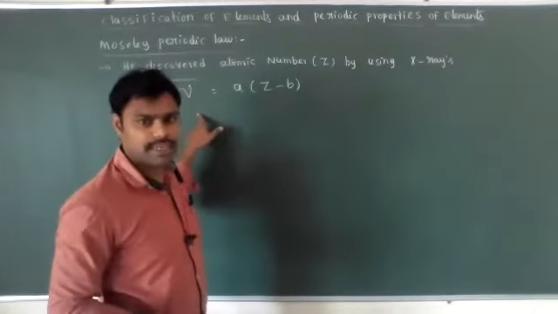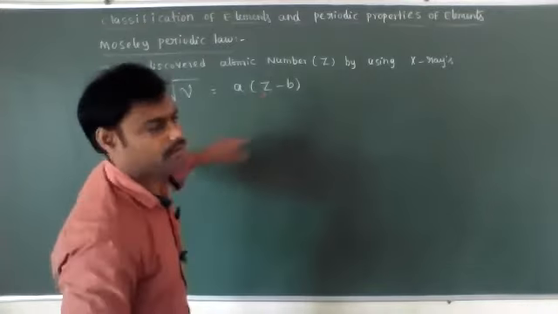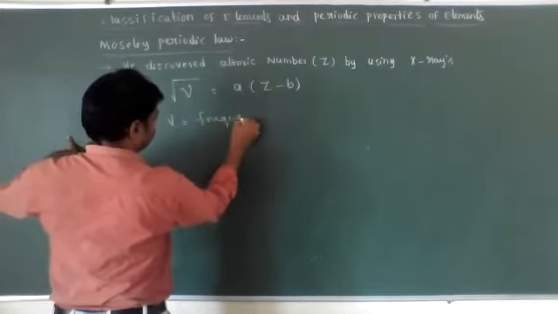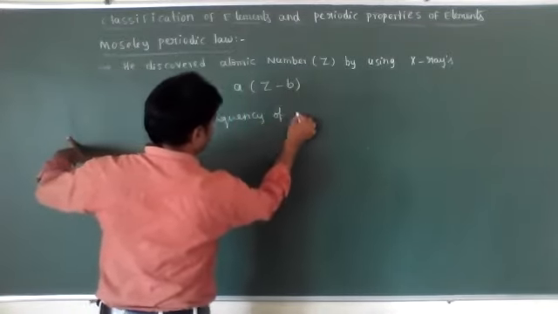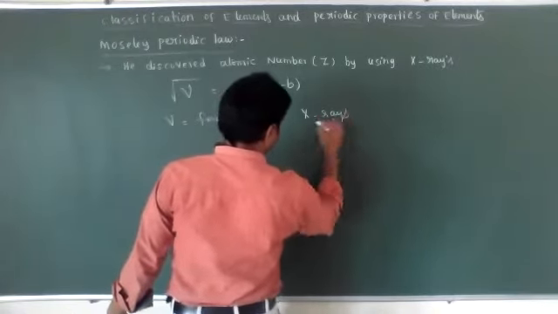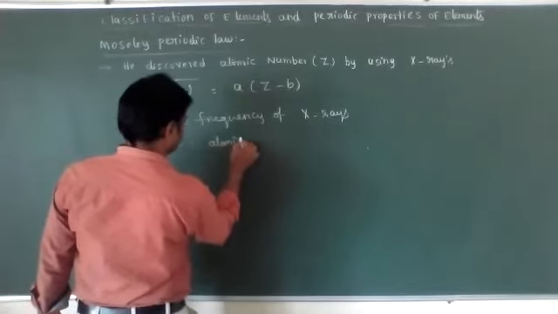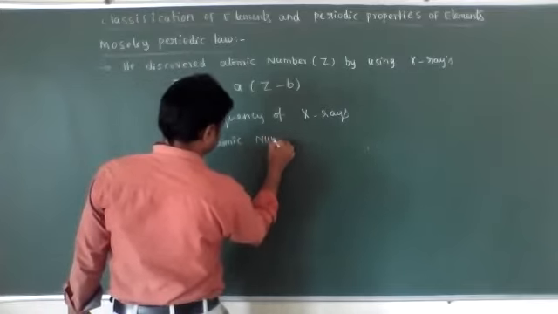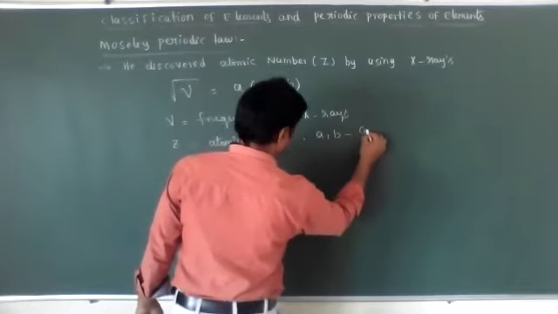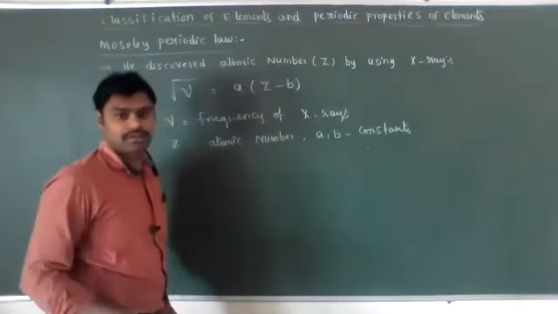He proposed this relation between the frequency of X-rays and atomic number. Nu is equal to the frequency of X-rays. Z is equal to the atomic number. A and B are constants.